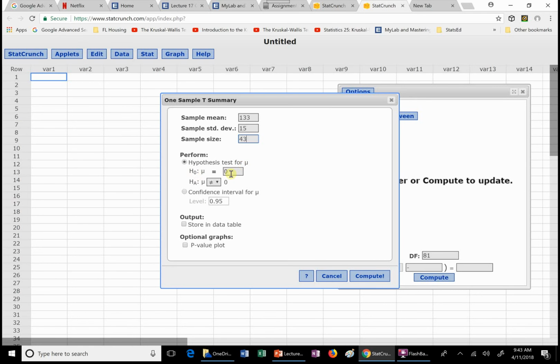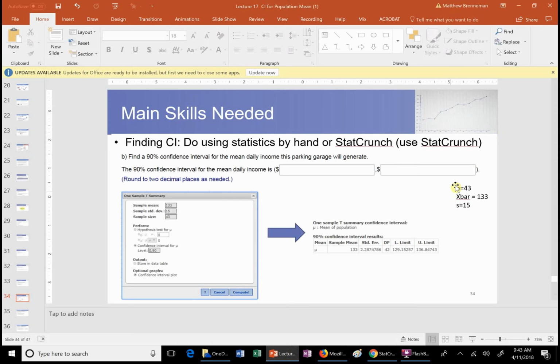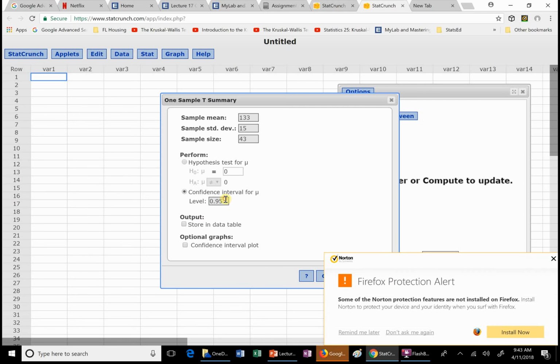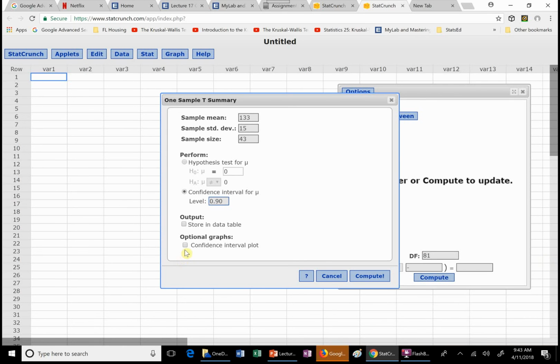Okay. And I have to be careful. I have to go back and make sure I get the right confidence, okay? So it's asking me for a 90% confidence interval. So now I'm just going to set the confidence at 90%. And I'm ready. You can do a plot. I usually don't do it. The plots really aren't that good for confidence intervals on StatCrunch.